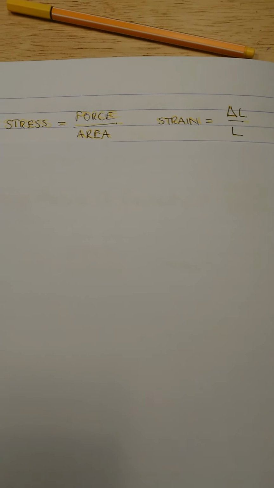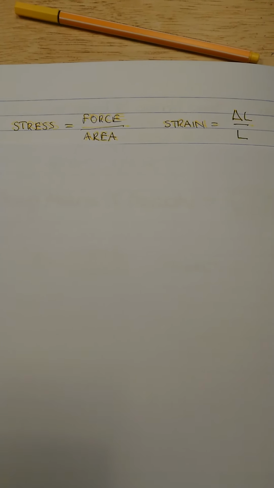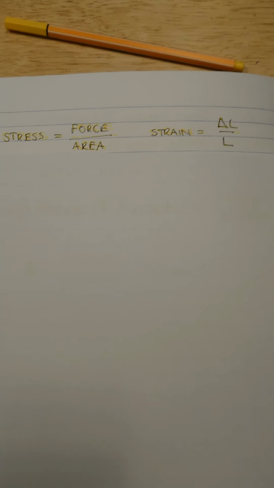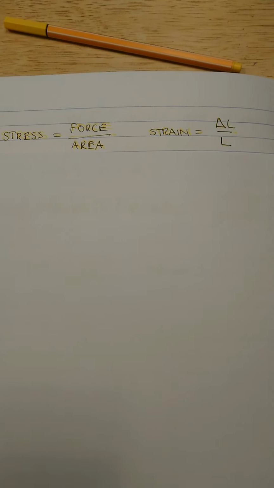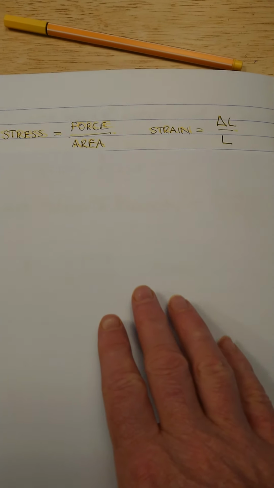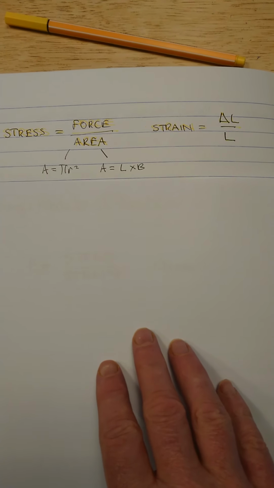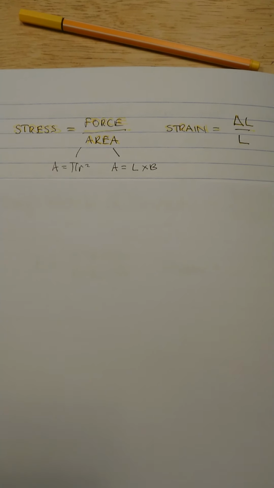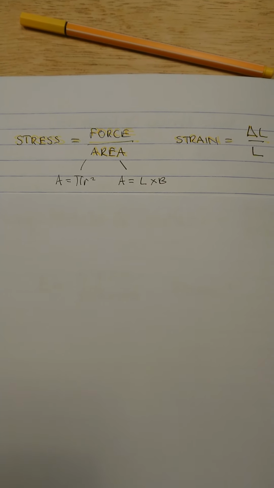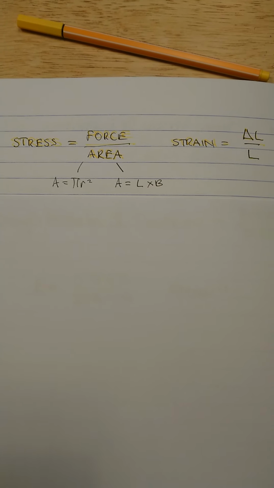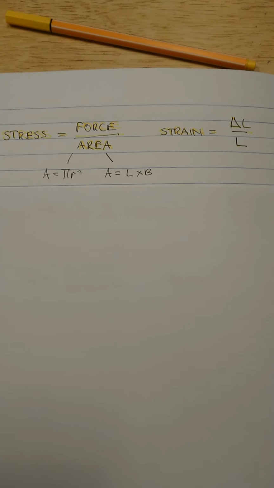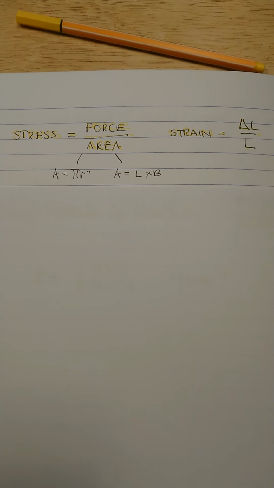Now, last week we looked at stress and strain. Stress being force divided by area, strain being change in length divided by length. Obviously when we had area, we also had to think about the area of a circle or the area of a rectangle for the cross-sectional area of whatever material we were looking at the stress of.